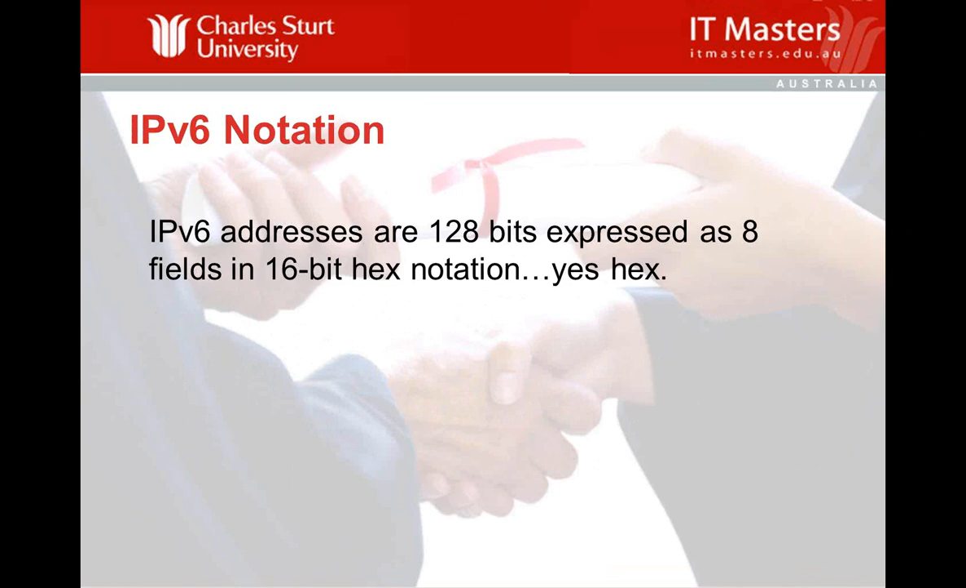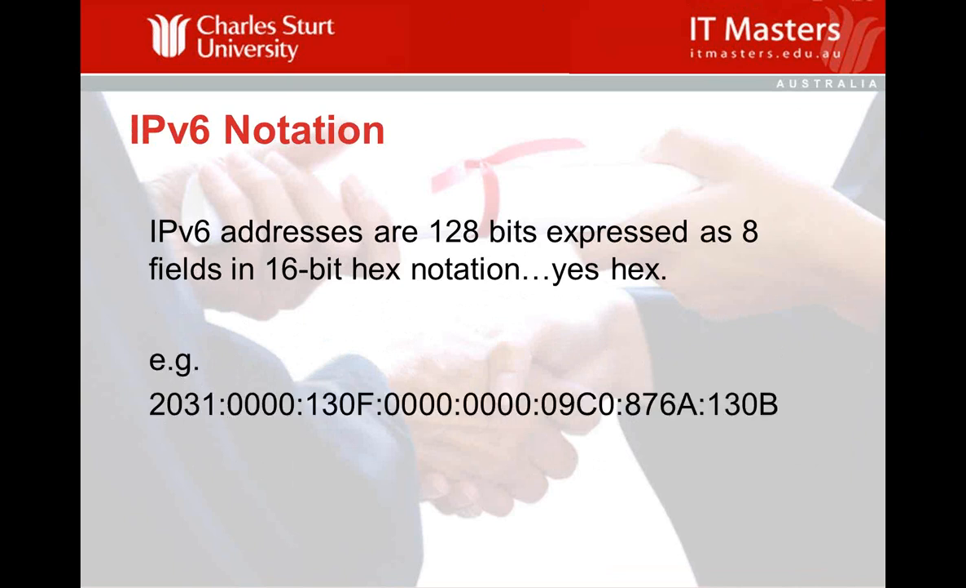So, the IPv6 notation, quickly. IPv6 addresses are 128 bits expressed as 8 fields in 16-bit hex notation. Yes, hex. We've just been talking about binary, and now you've got to look at hex. For example, that there is a valid IPv6 address. Yuck. I don't know about you guys, but I'm quite used to looking at 192.168.0.1. That's going to take a whole lot more time to get used to. Yowzers, that's ugly.